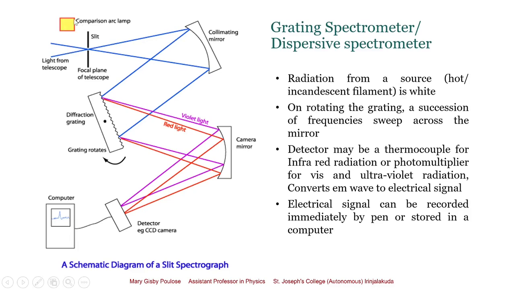We have a source light, and the source light will fall into the telescope, and the light from the telescope is passed through a slit. The slit will try to reduce the range of frequencies that is passing into that instrument. The light passing through the slit will fall onto this plano-concave mirror, and by virtue of its design, this mirror makes the incident light into a parallel beam of light. This parallel beam of light then falls on a diffraction grating.